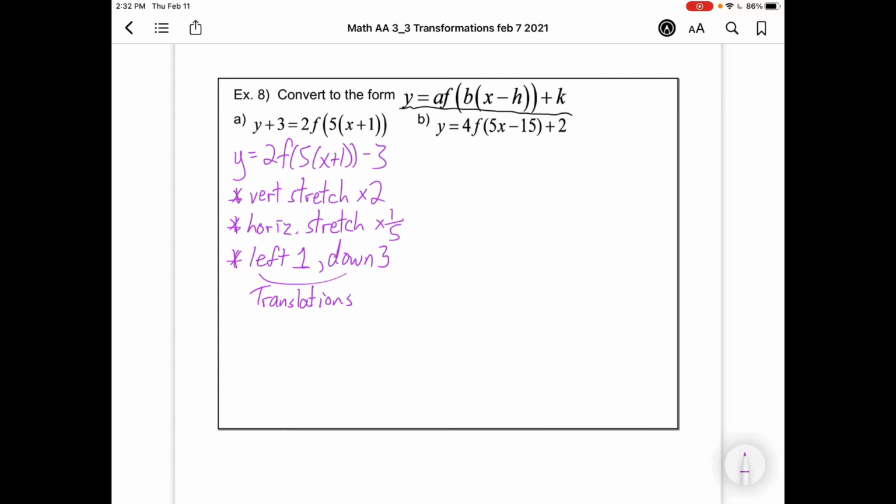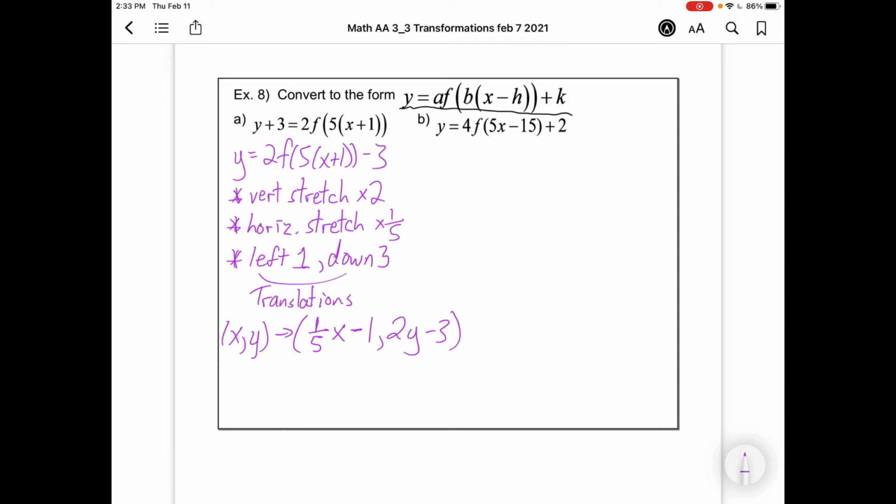If you wanted to turn that into a mapping rule, here's what it would be. We've got a horizontal stretch by a factor of 1/5, so it's 1/5 times x. We're moving left 1, so we'd subtract 1. We've got vertical stretch by a factor of 2, so that's our y times 2, and we're moving down 3. That would be the mapping rule that moves any point from the original function f of x onto this newly transformed function.